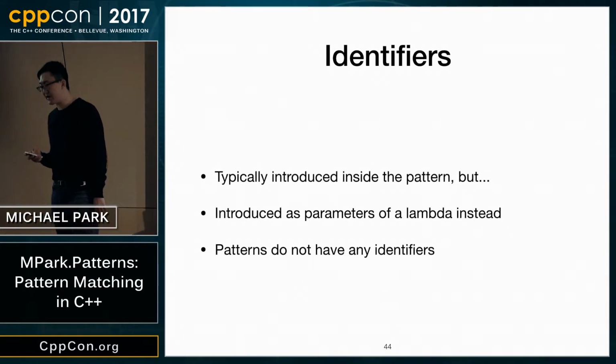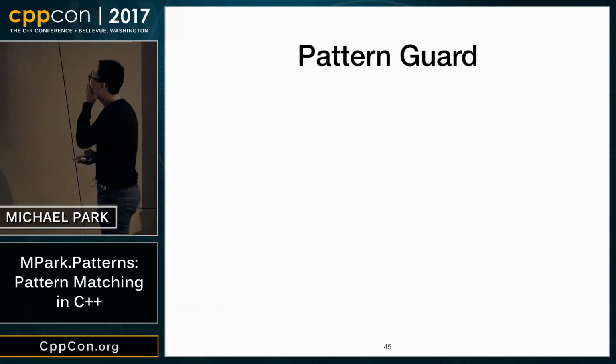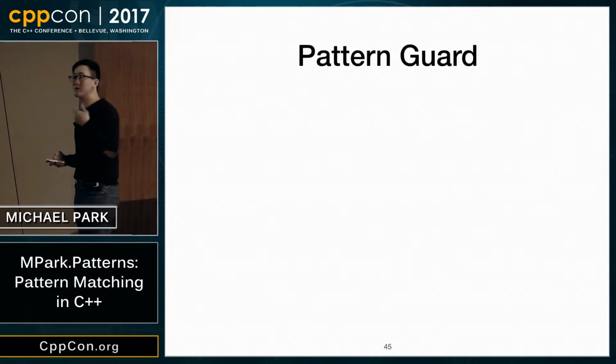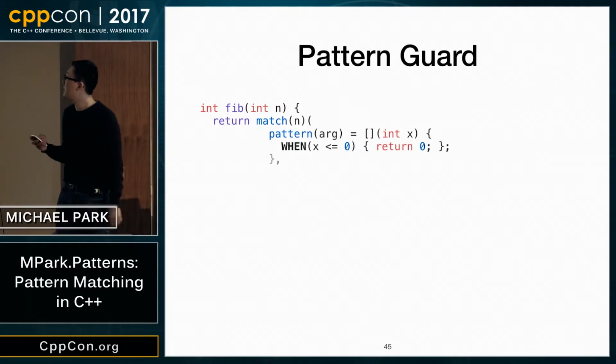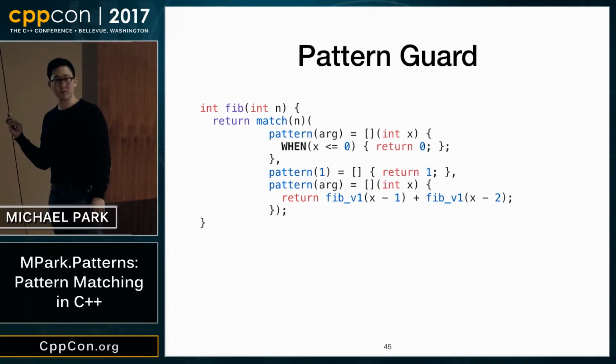So patterns do not have any identifiers. Can I do something about this? And before we get to whether we can do anything about it, you saw an example of pattern guard before.